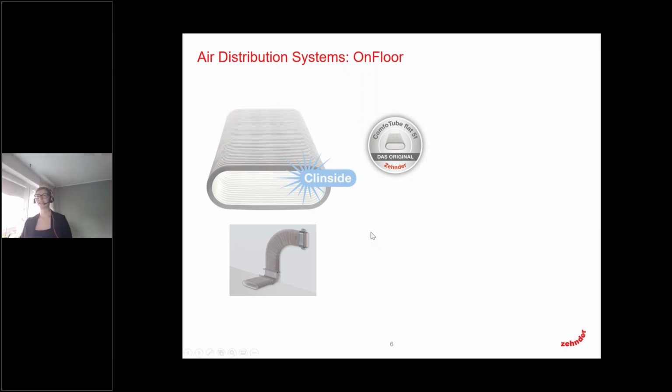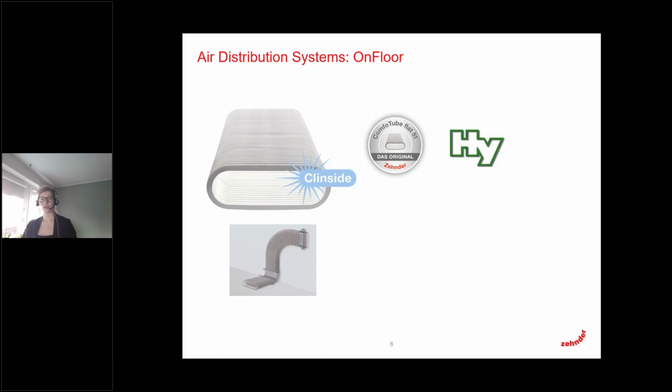Yeah, so in Zehnder air distribution systems, we have the tubes or ducts. These are the main things that will distribute the air, and we have 2 possibilities. One is the on-floor system that we also call Flat 51. The tube has 2 layers, the corrugated outside layer and then the smooth interior layer. This interior layer makes it more difficult for the dust to accumulate on the surface, which is also helping to keep the tubes cleaner.